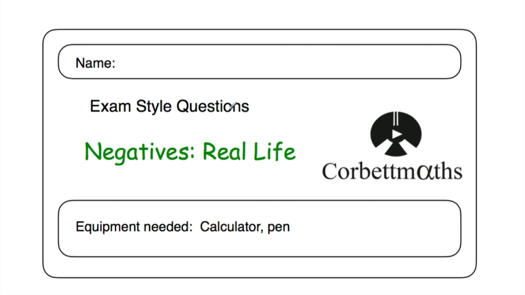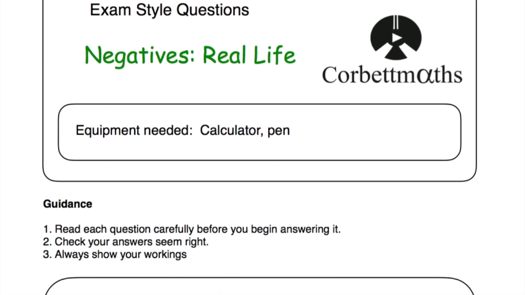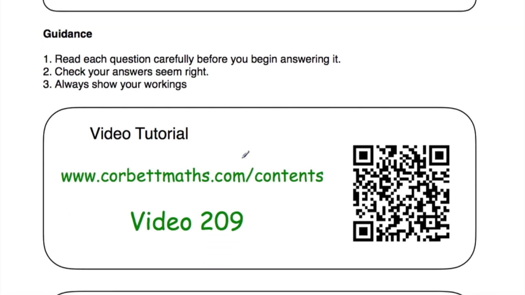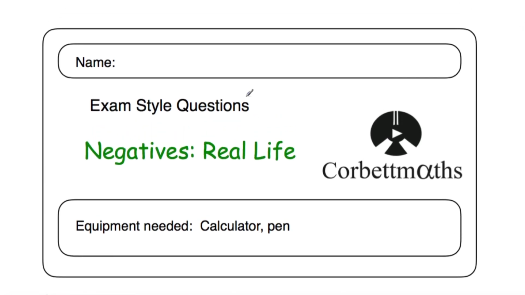In this video, we're going to look at the video solutions to the negative numbers real-life practice questions. So that's the solutions to the practice questions that look at negative numbers which might involve real-life situations. If you need any extra help on this topic, you just go to corbettmaths.com/contents and scroll down to video number 209, and there's a dedicated video tutorial there on teaching you how to approach negative numbers in a real-life situation. Alternatively, you could scan this QR code. But in this video, we're going to focus on the video solutions to the practice questions, so let's get started.